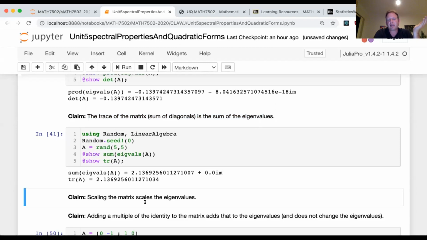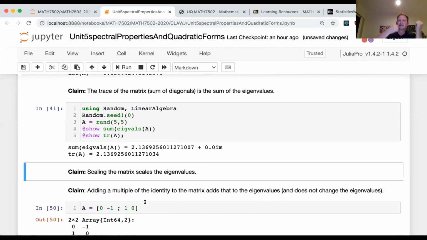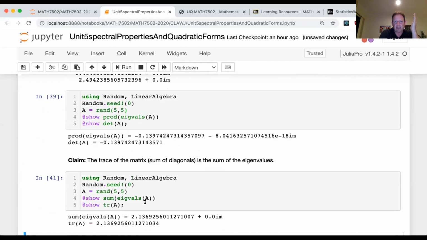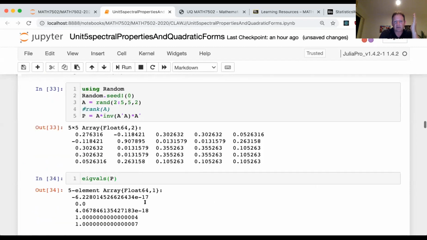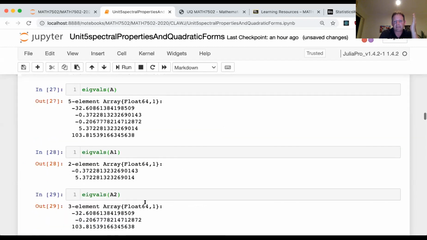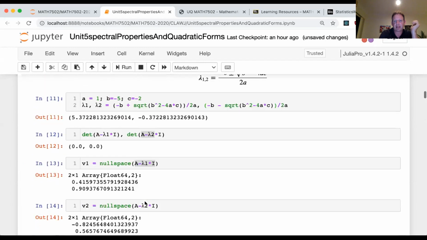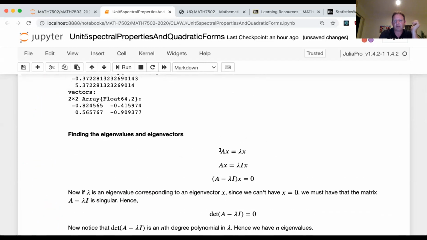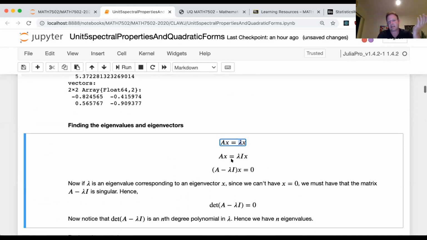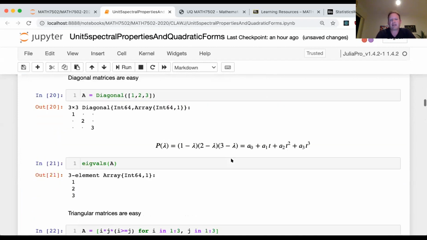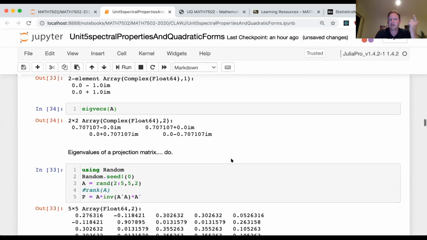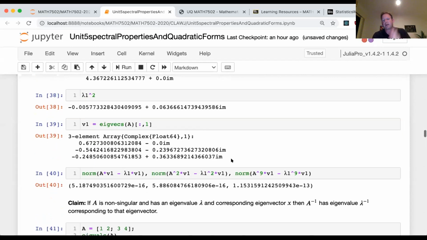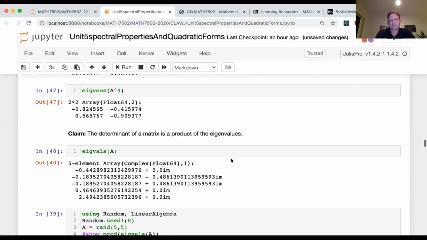Here's a very trivial claim, and you might expect this. Scaling the matrix, meaning multiplying by a scalar, just scales the eigenvalues, obviously. Just visualize the basic equation, Ax equals lambda x. Multiply this by 3, so this multiplies by 3. So x is still an eigenvector, and you've scaled the eigenvalues by scaling the matrix A. That's different than scaling the vector x.